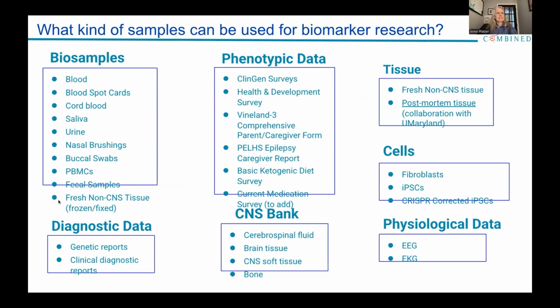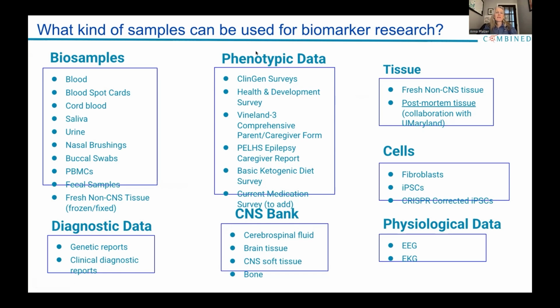And then biomarkers can be looked at in non-CNS tissue. Another way to say that would be tissue that's outside of the central nervous system. So other peripheral tissues that we know are involved and disturbed with GRIN2B variants. So these are the types of samples that people can use to explore potential biomarkers.